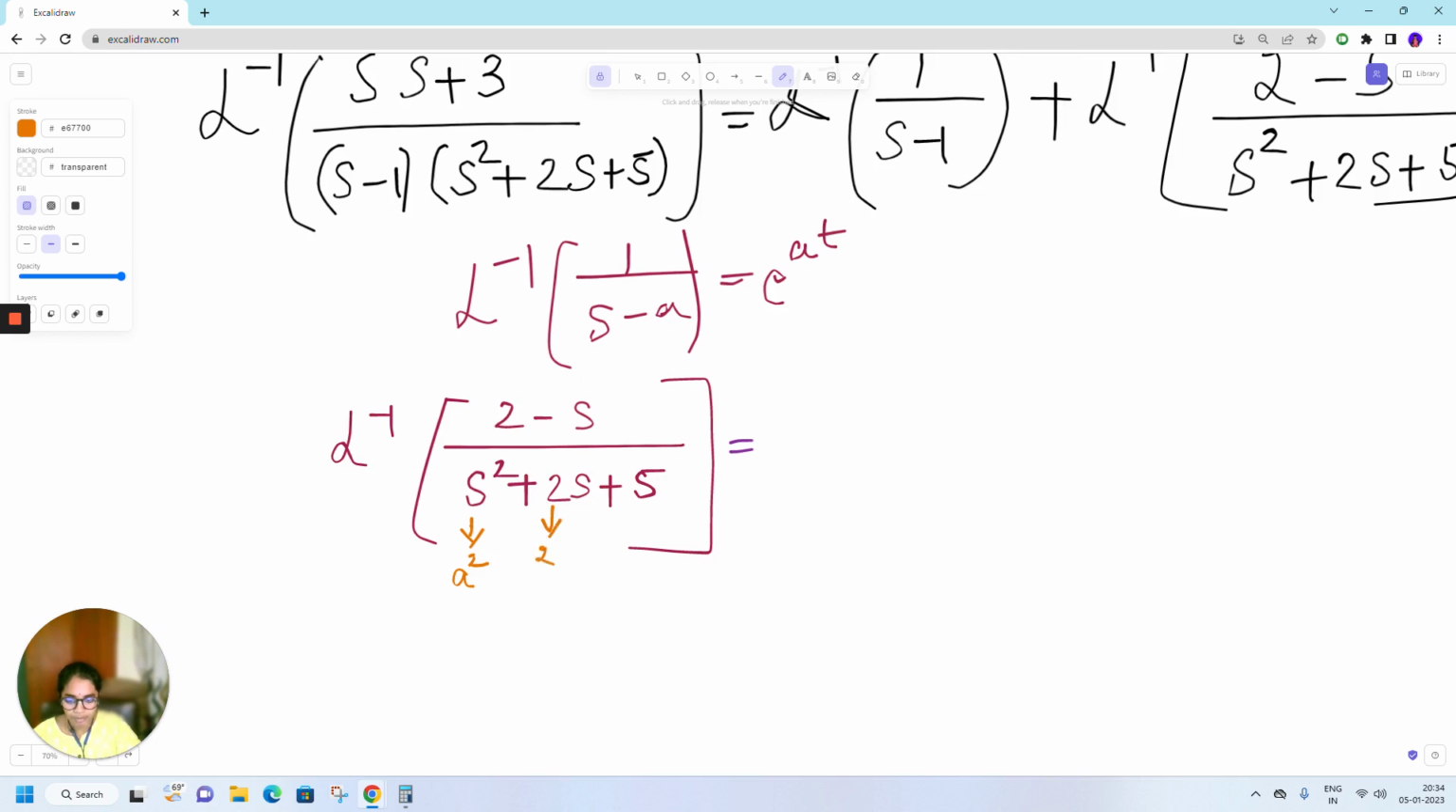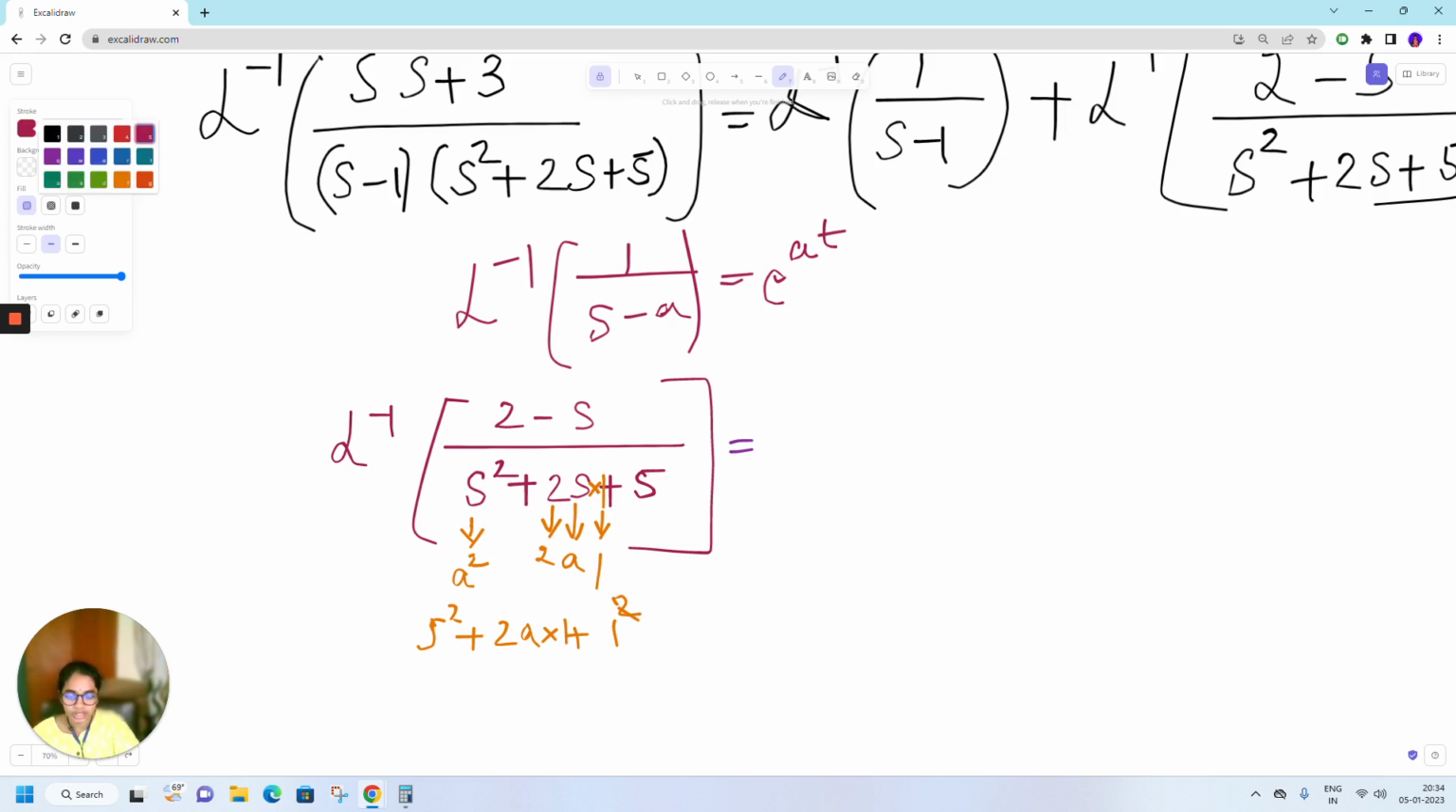The formula is 2ab, right? So this is my a, so let me write into 1, and this would be my b. So what do I want? I want a square plus 2a into 1 plus 1 square. Correct? So this would be my a square plus 2ab plus b square.